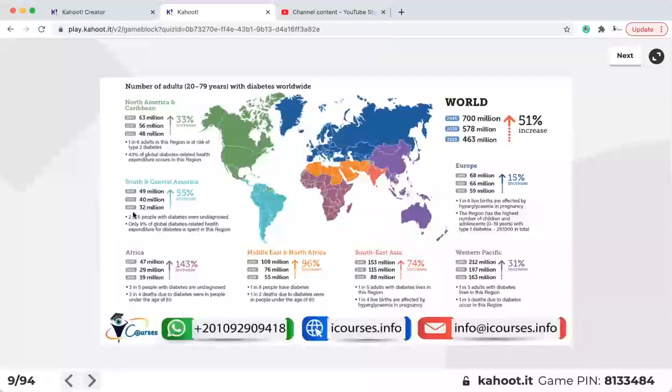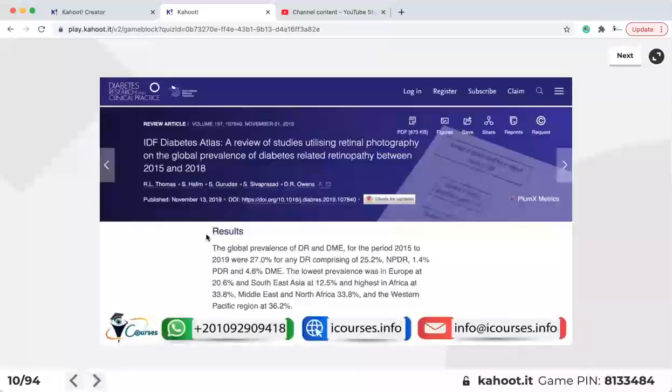Speaking about diabetic retinopathy specifically, some studies evaluated its expected prevalence, like this study from Diabetes Research and Clinical Practice, which showed the global prevalence of diabetes and almost the same figures across the different regions, with the Middle East and North Africa highest at about 33.8%. So the highest increase in diabetic retinopathy over the world will be in Africa.